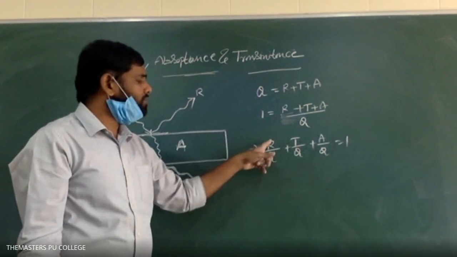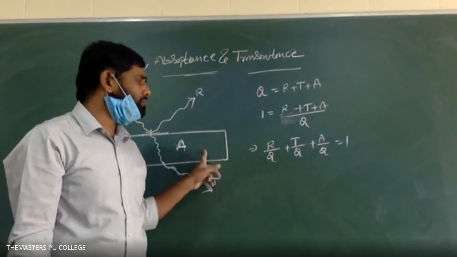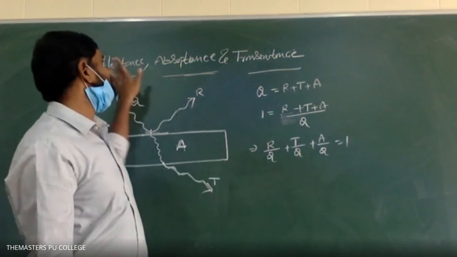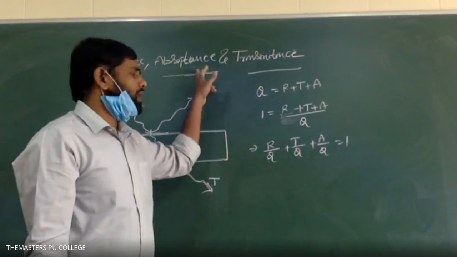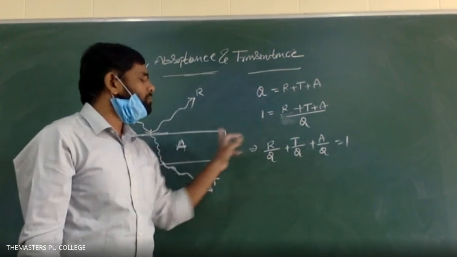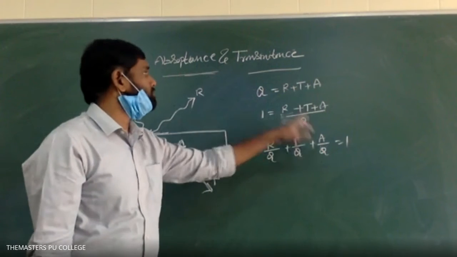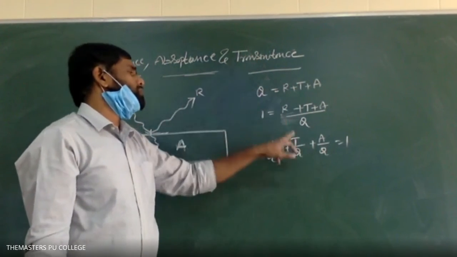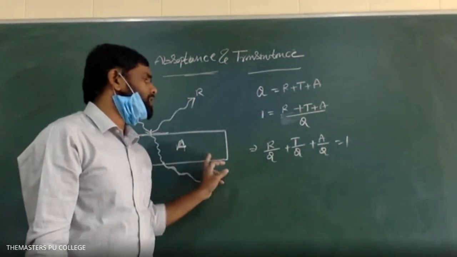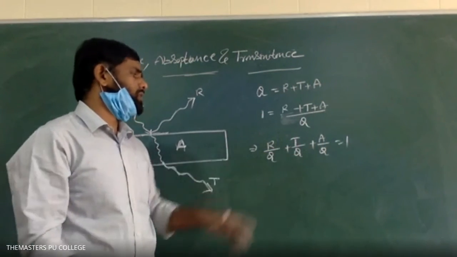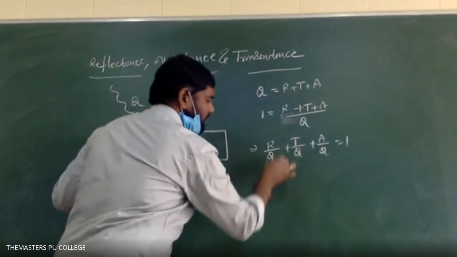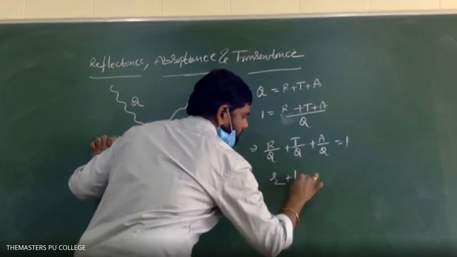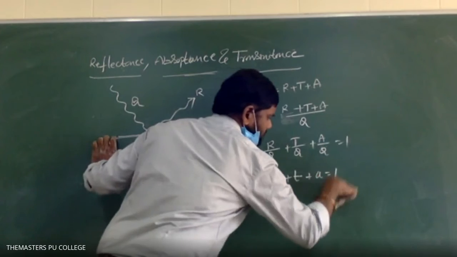The fraction of the energy which was reflected from the medium or material is known as reflectance. The fraction of the energy absorbed by the medium or material is known as absorbance. The fraction of the energy which was transmitted by the medium or material is known as transmittance. Here we can write R plus T plus A is equal to 1.